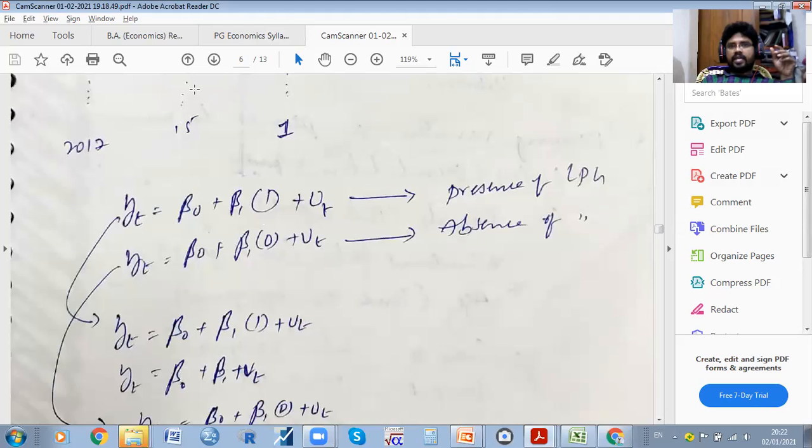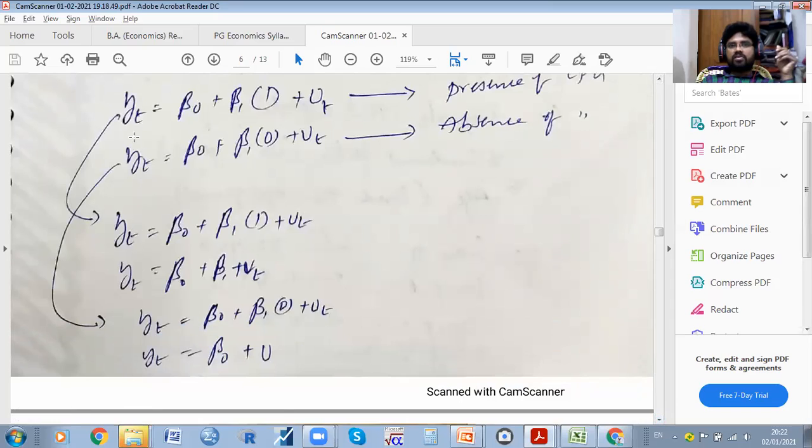For example, take the presence and absence model. If you put the dummy as 1, that is called presence, and 0 is absence. So we can write it like this: yt = beta 0 + beta 1 ut + vt. When ut is 1, it multiplies with beta 1 only, so yt = beta 0 + beta 1, plus vt, which is the random error.